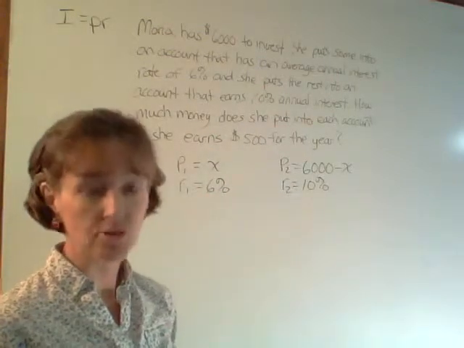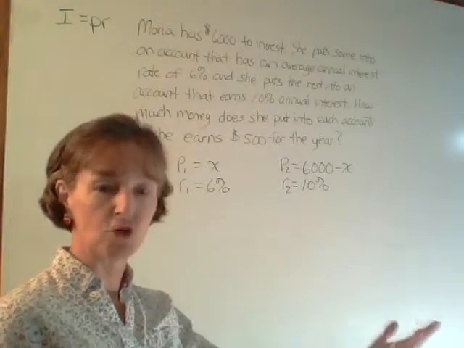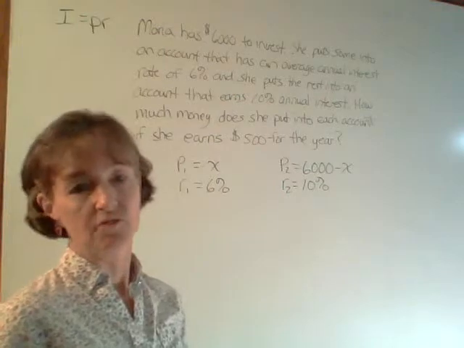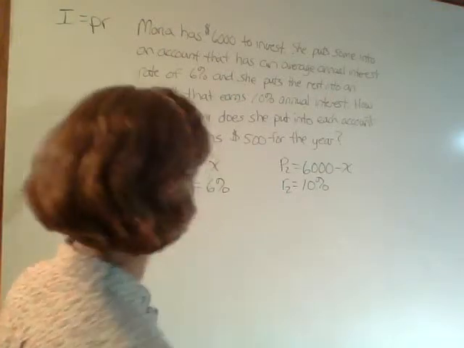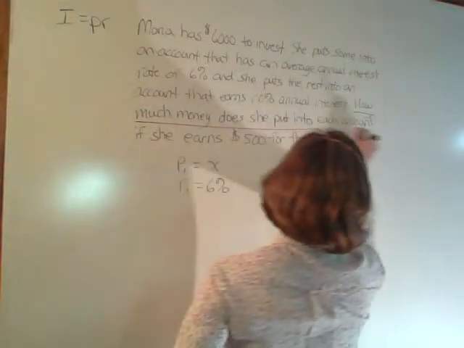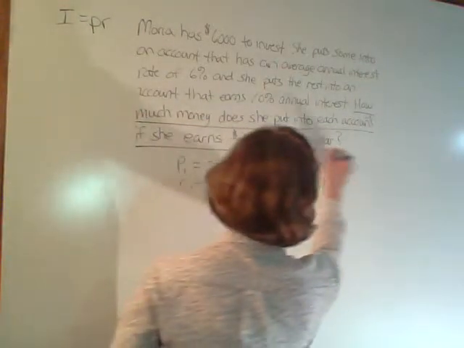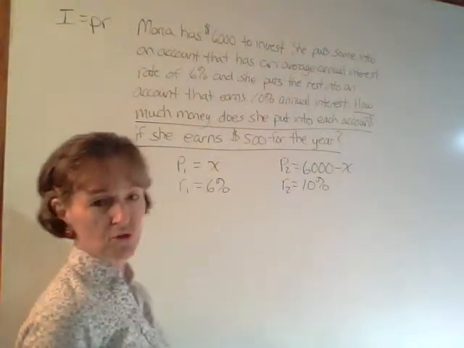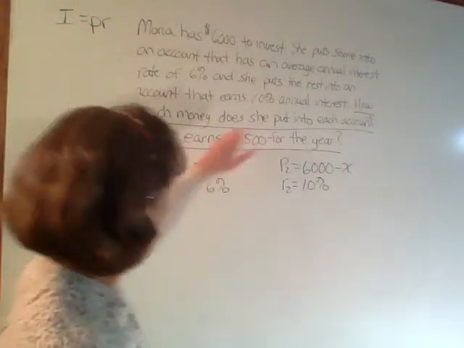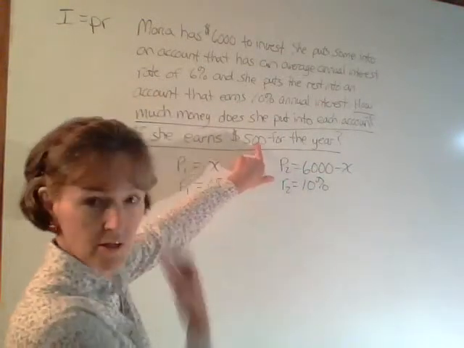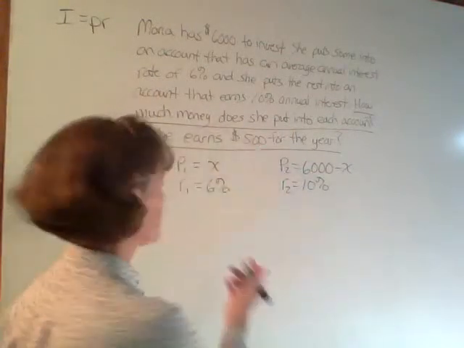Now, the question generally involves the money that's being earned from the investments, or the money that you have at the end of the year from the investments. So in this case, the question is, how much money does she put into each account if she earns $500 for the year? It's a question about how much we're earning. All right. Now what this question says is I'm earning $500 total. That's my total interest.